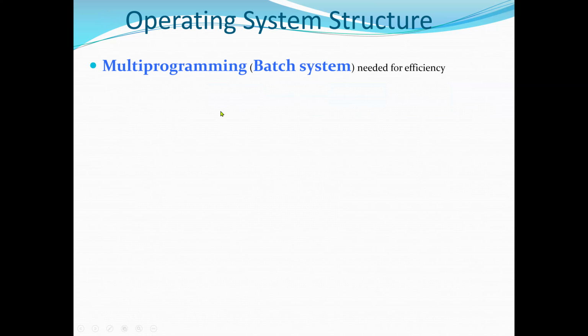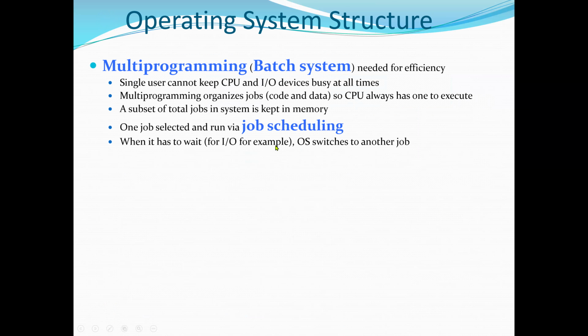So what are the operating system features? We start with multiprogramming, which is the batch system, needed for efficiency. With the multiprogramming batch system, a single user cannot keep the CPU and IO devices busy at all times. So multiprogramming organizes jobs, both code and data, so the CPU always has one to execute. A subset of the total jobs in the system is kept in memory, and one job is selected and run through job scheduling.